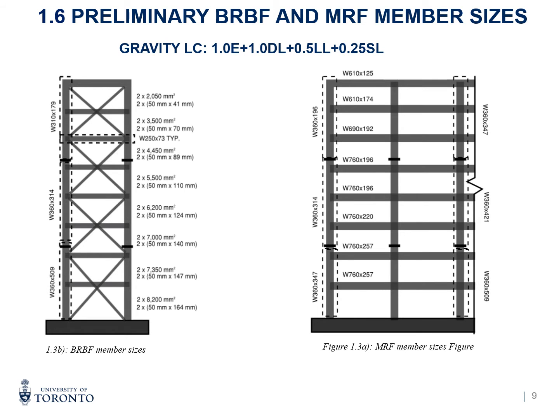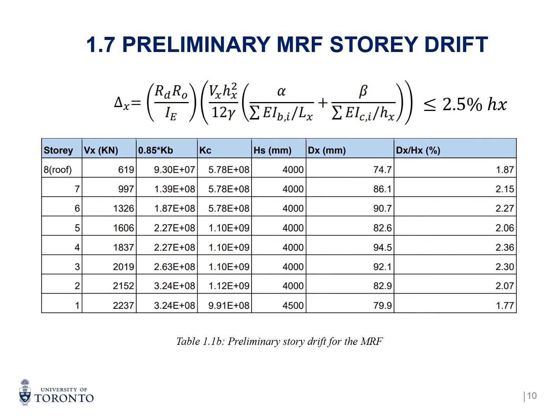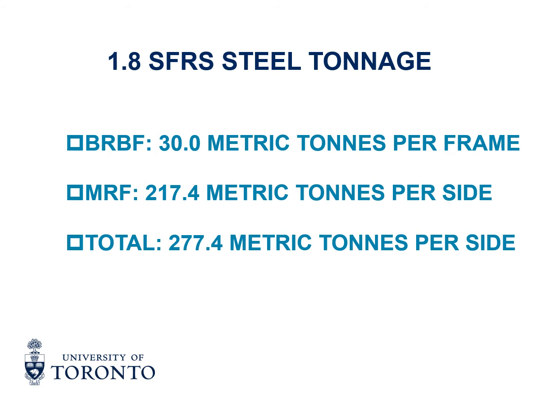Based on S16 design of steel structures, we pre-select our steel members to resist the calculated lateral and gravity load under a certain load combination for our preliminary steel design. The formulas on the slides are used to calculate the story drifts, and the table shows the drift and percentage for each story. They all satisfy the 2.5% drift limitation. The SFRS steel tonnage is also calculated.